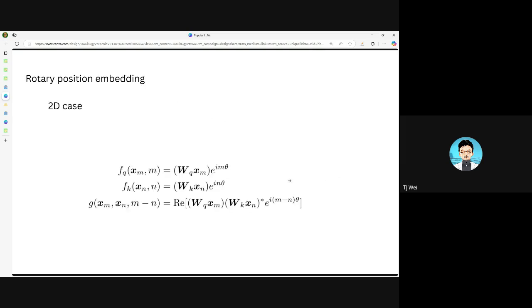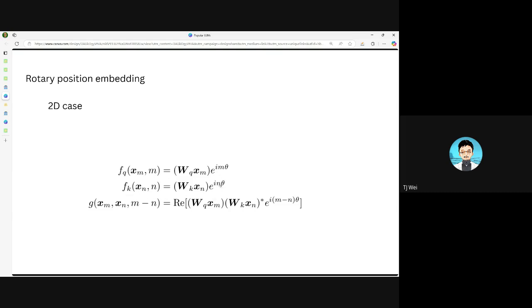They are using a rotation, like the name suggests. So we simply take the WQ and XM, then we simply rotate it by a degree of M. Depends on your theta, you can change different theta. But we simply rotate it. And we do the same for the key.